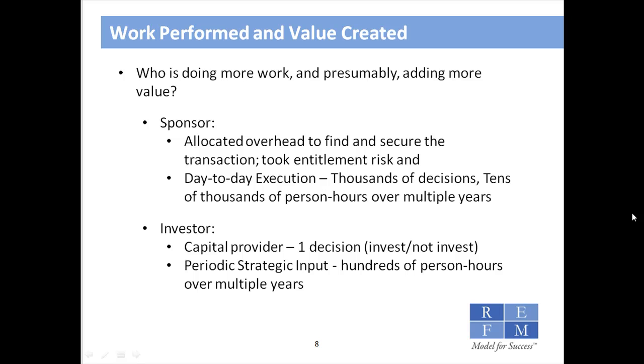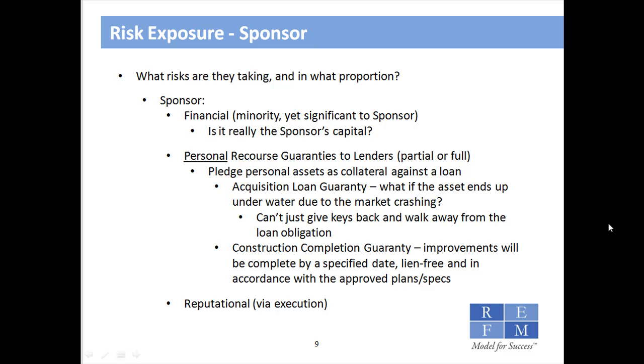The investor, as the primary capital provider, made the decision to invest or not invest, which required intense due diligence on the front end, but their periodic strategic input likely only amounts to hundreds or thousands of person hours over multiple years. The next element to understand is that of risk exposure, where the question to ask is, what risks are each party taking, and in what proportion?